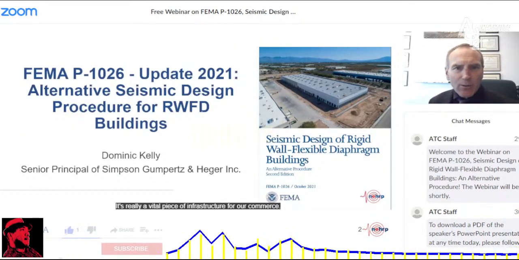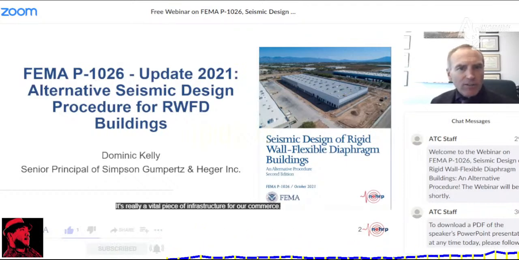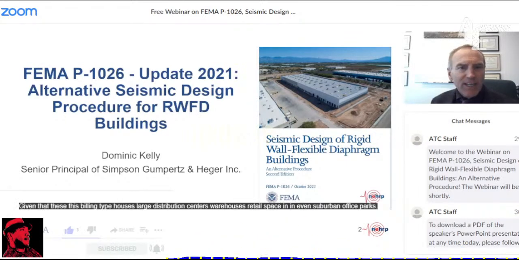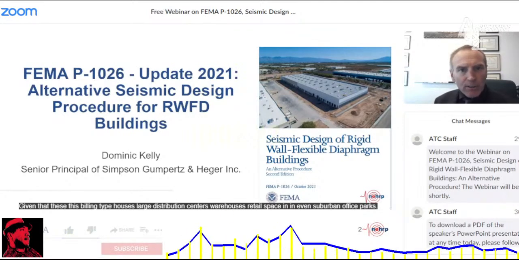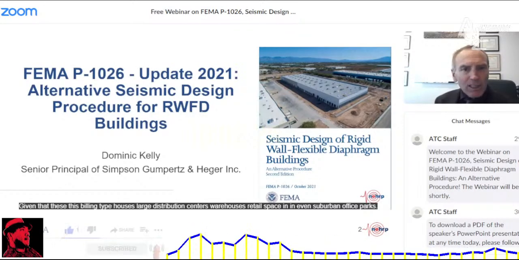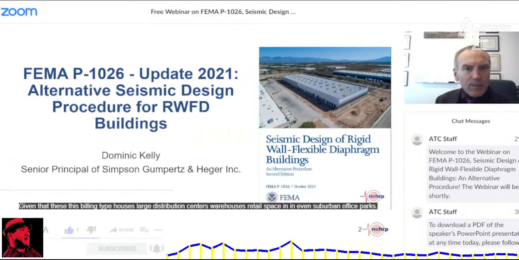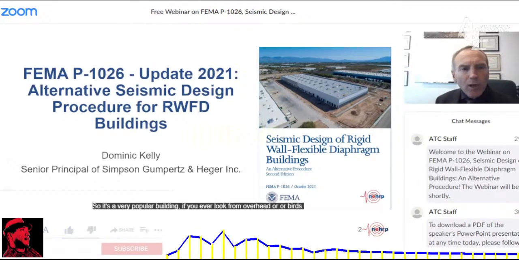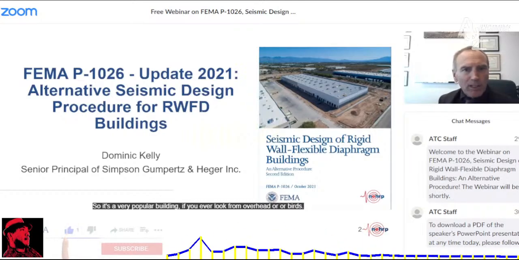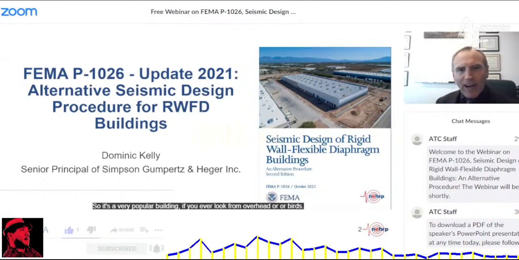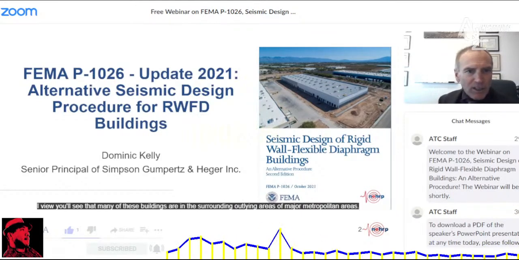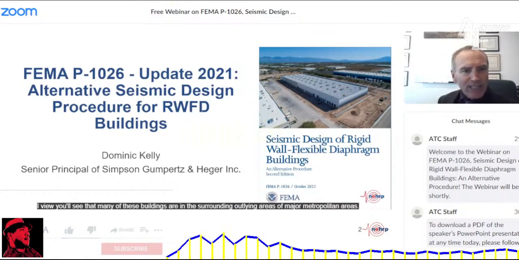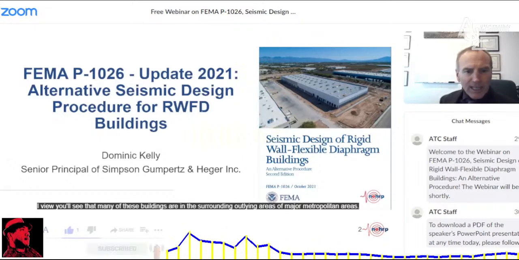It's really a vital piece of infrastructure for our commerce, given that this building type houses large distribution centers, warehouses, retail space, and even suburban office parks. So it's a very popular building. If you ever look from overhead or bird's eye view, you'll see that many of these buildings are in the surrounding outlying areas of major metropolitan areas.